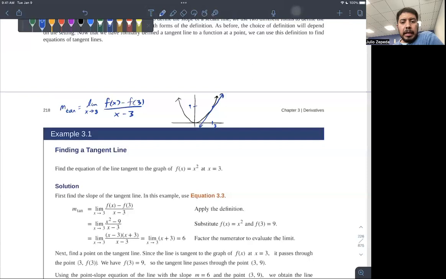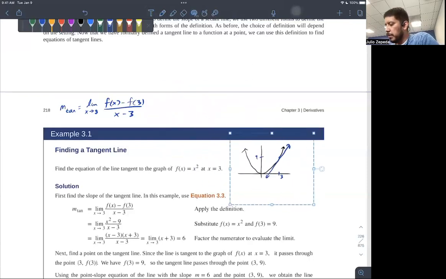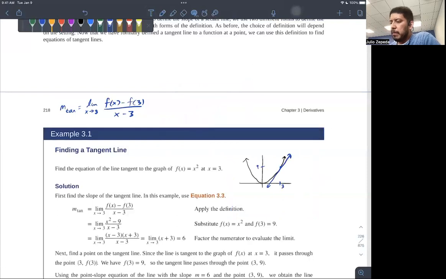Okay, and so we plug in. Let me just shift this. I'll put this over here. Let's go ahead and plug everything in. What is f of x? f of x is just a function. That is x squared minus f of 3. What is f of 3? We just plug in 3 into our function.